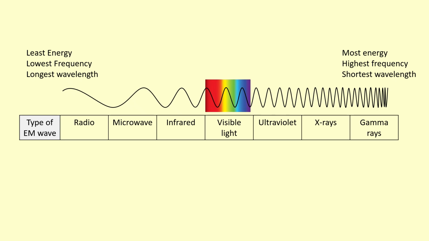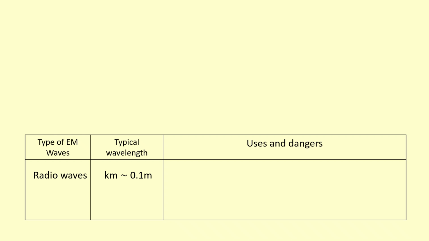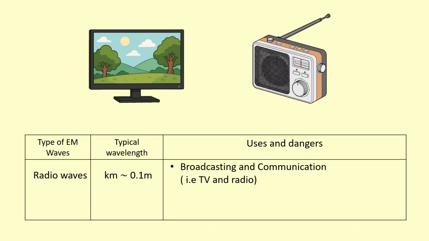Here's the electromagnetic spectrum. I'm going to look at how we use these electromagnetic waves, starting from the radio waves, which have the longest wavelength, all the way to gamma rays, which have the shortest wavelength. Okay, firstly, radio waves. Now, the wavelength of radio waves can be as large as the size of a hill, but it can be as small as the palm of your hand. It's used in broadcasting and communications, which basically means TV and radio.